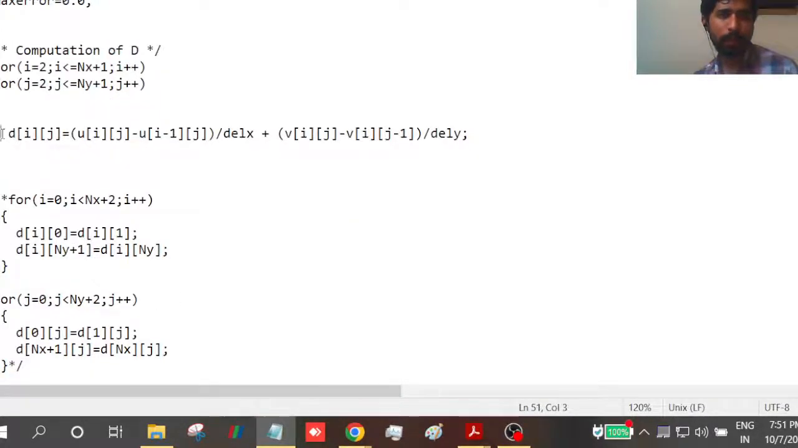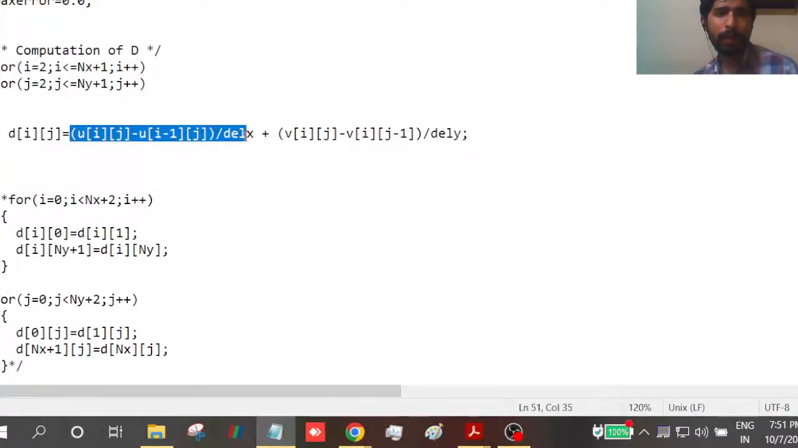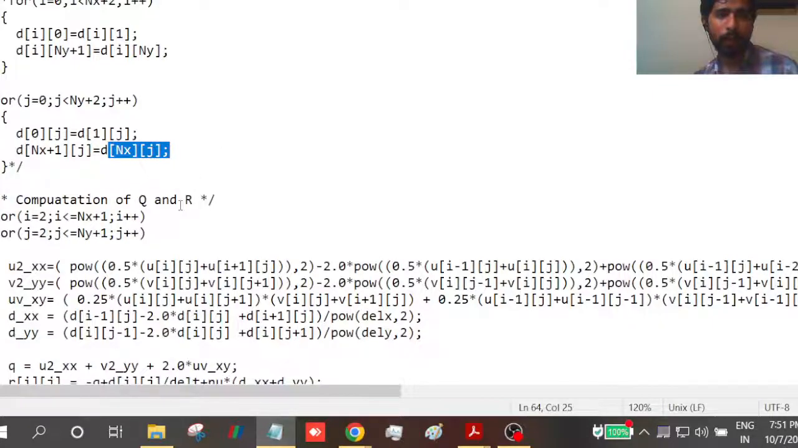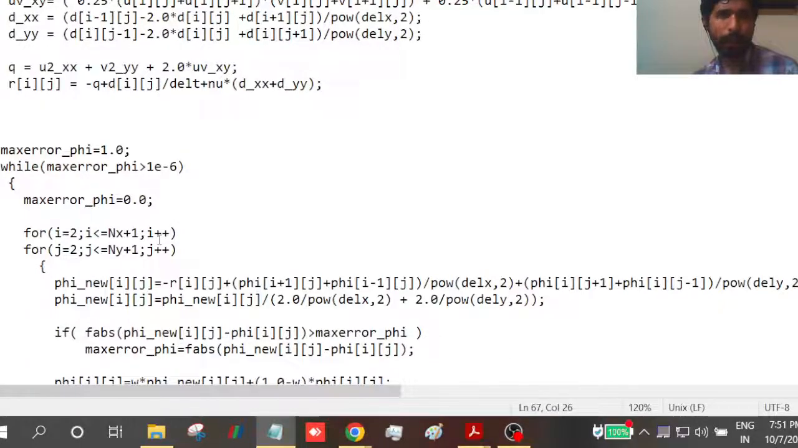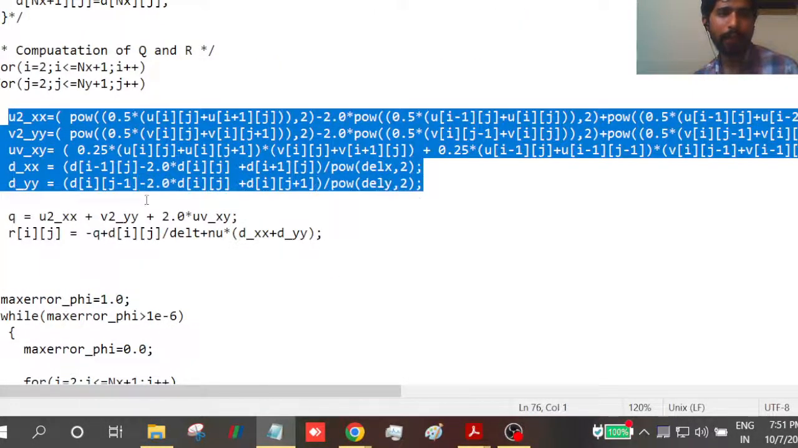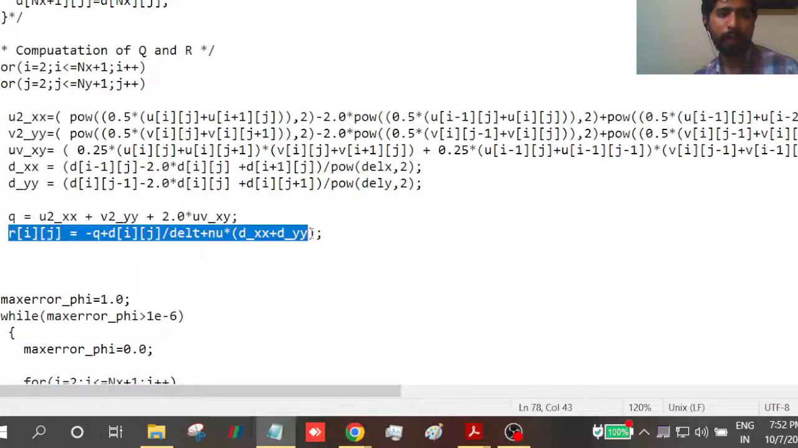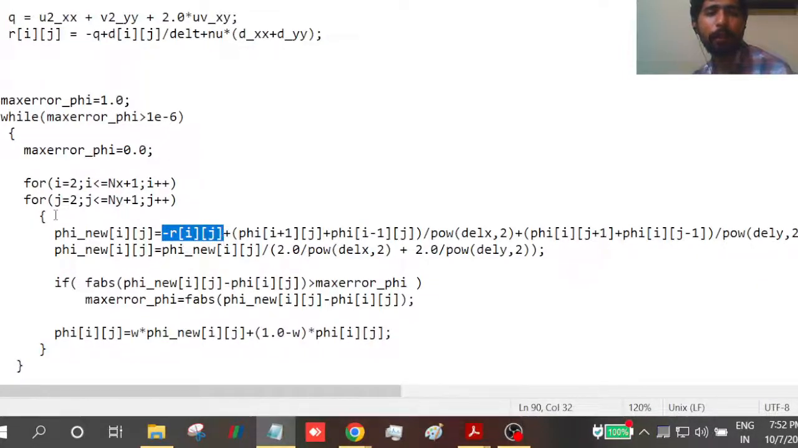Wherein first, as I told earlier, we calculate the value of d, nothing but du by dx plus dv by dy in two dimensions. Then we can also apply the boundary conditions for d. Then we calculate the pressure by solving the pressure Poisson equation. We just calculate the RHS, which we call R. That is the computation of R, the RHS for this pressure Poisson equation. That you can calculate very easily. Once we calculate the RHS, we can solve the pressure Poisson equation iteratively within a particular time step to calculate this pressure, which is called phi here.